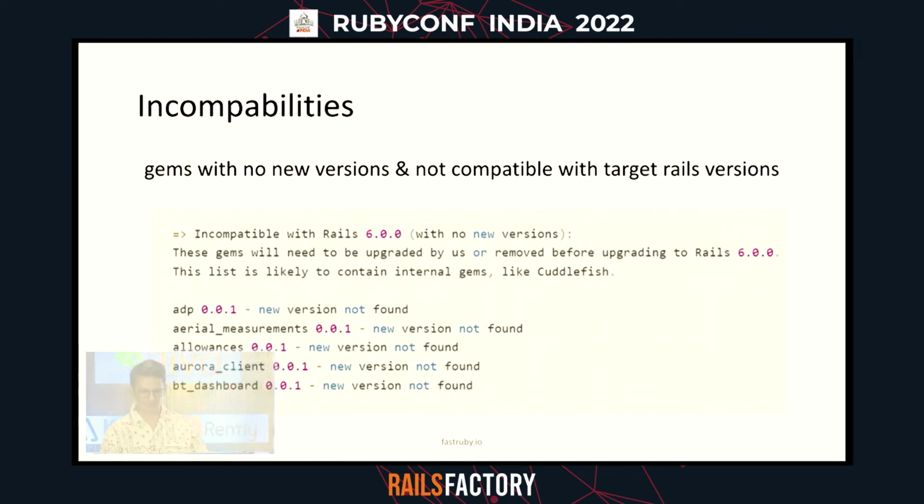The third output it gives you is gems which have no newer versions, and your current version is also not compatible with your target Rails version. So you need to figure out what to do about this, right? You've added this gem for a specific reason. So you need to maybe create your own next release for this, or maybe replace the gem, something like that.